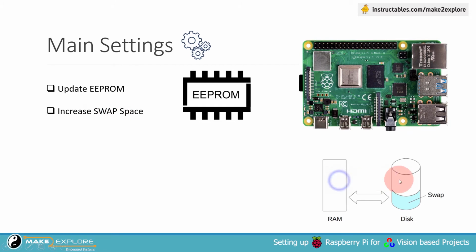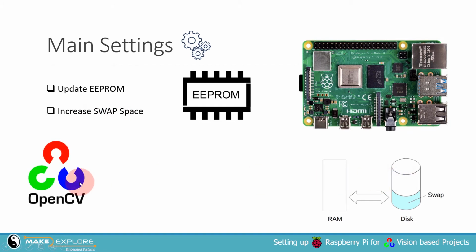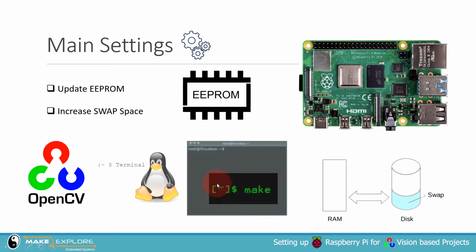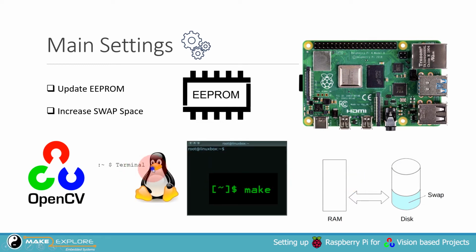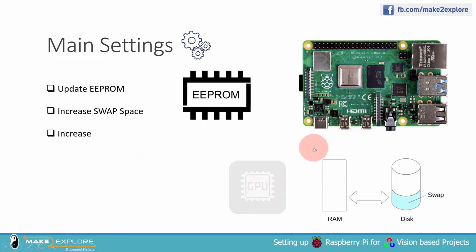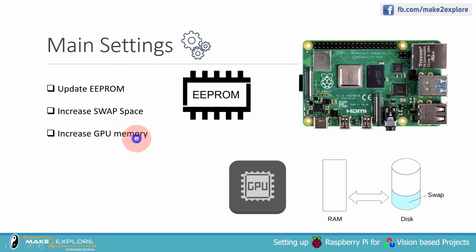OpenCV needs a lot of memory to compile. The latest versions want to see a minimum of 6.5 GBs of memory before building some applications. Also, if you are planning to install OpenCV from its source by building and making, then you must increase swap memory to a minimum of 2 GBs. After that, the next config is to increase GPU memory.